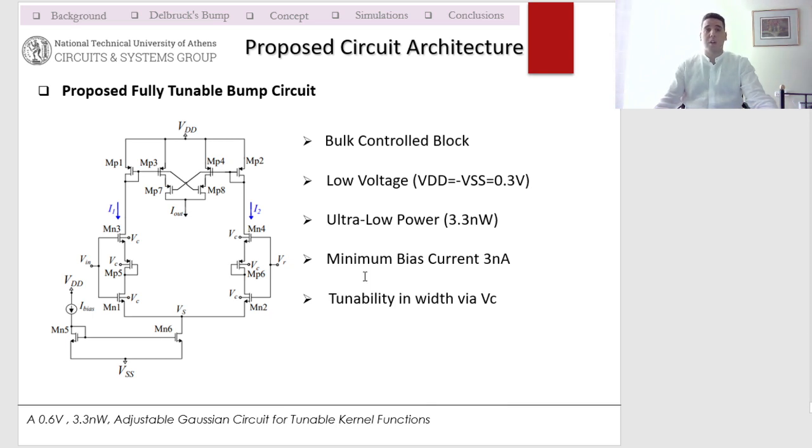In this work, we have a motivation by Delbruck's simple bump and propose a new architecture of an ultra-low power, only 3.3 nanowatt, low voltage, 0.6 volt, bulk control, 14 transistor Gaussian function circuit architecture for a tunable kernel function.